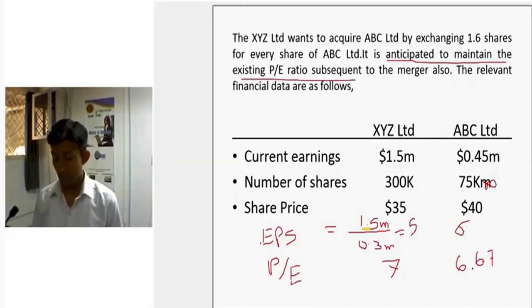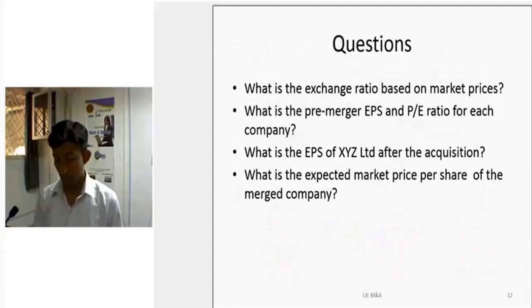Now let's look at, based on the financial data, what's gonna happen. So we are going to resolve some of these questions based on the information. Now what we got is the PE ratio and the earnings per share. So let's calculate what is the exchange ratio based on market prices. What is the pre-merger earnings per share and the PE ratio for each company? We already did that.